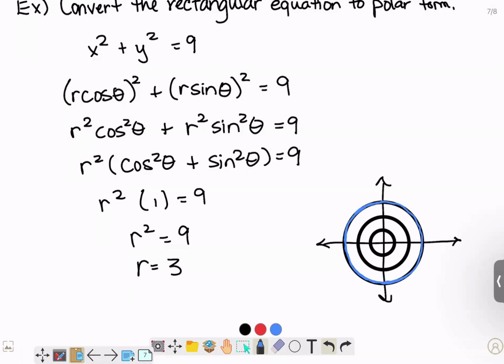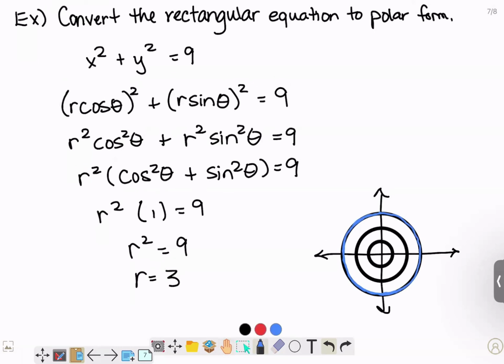And you can tell from the rectangular equation, x squared plus y squared equals 9, that's a circle with a radius of 3.